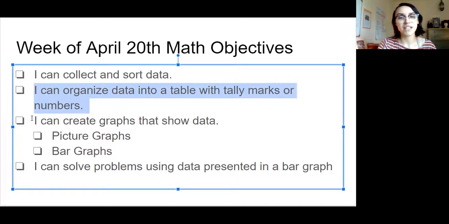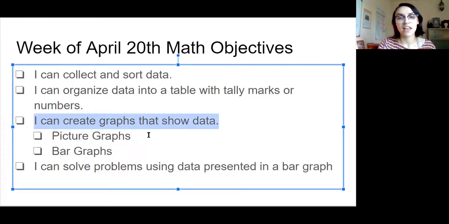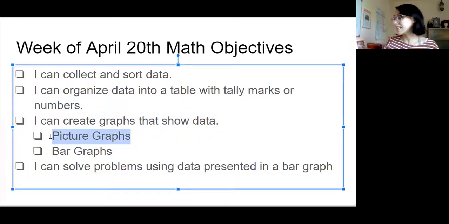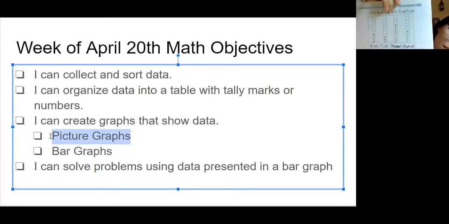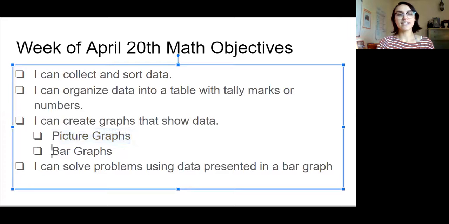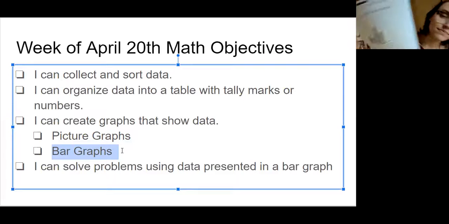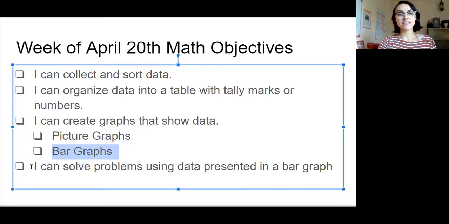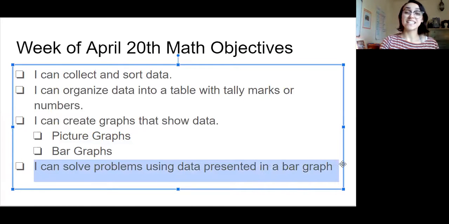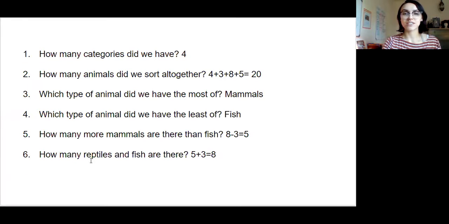Then we're going to be creating graphs that show data. The first kind of graph we're going to be using is picture graphs. Here's the picture graphs that we made. We're going to be organizing it into bar graphs. Here are the bar graphs that we made. Last, I can solve problems using data presented in a bar graph. That's what we did here when we answered all of these questions about the data.